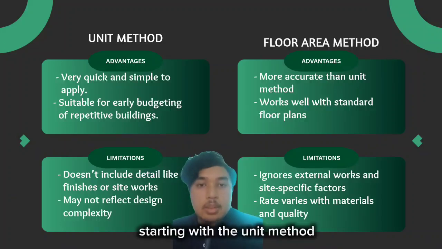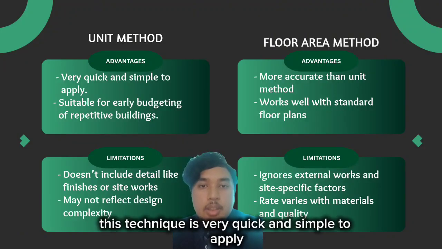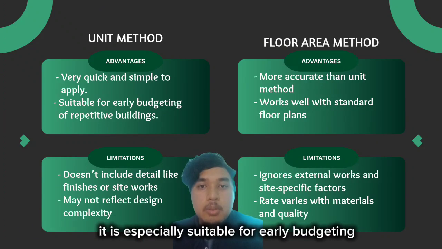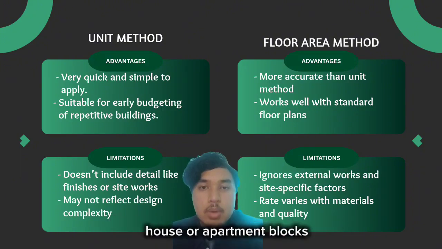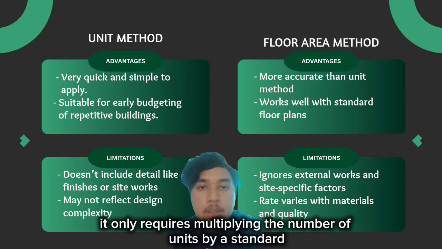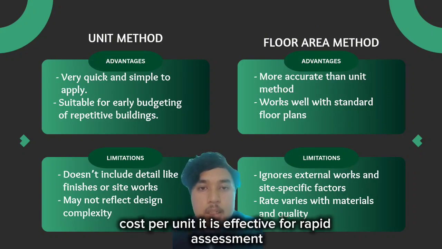Advantages and limitations of these methods. Starting with the unit method, this technique is very quick and simple to apply. It is especially suitable for early budgeting in repetitive building projects, such as terrace houses or apartment blocks where each unit is identical, because it only requires multiplying the number of units by a standard cost per unit. It is effective for rapid assessment.